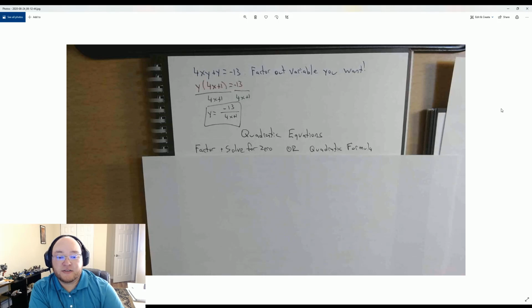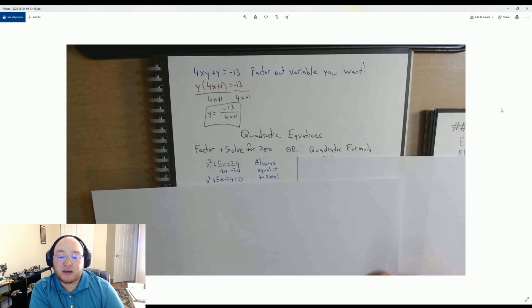That's things in the form of ax squared plus bx plus c equals 0. There's two ways to do it: factor and solve for 0, or quadratic formula. Factoring is generally quicker. The problem is you can't use it for everything. Quadratic formula will work for all of them.